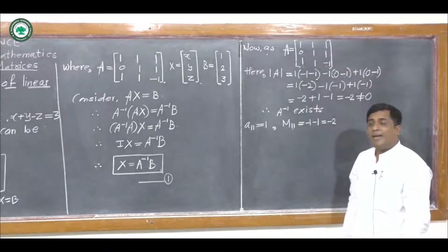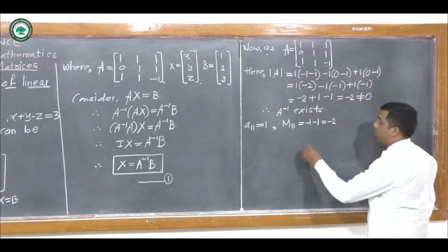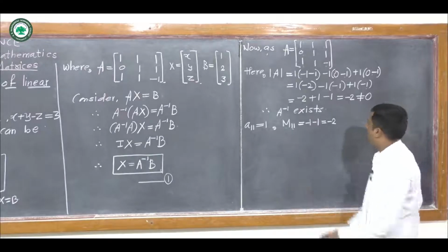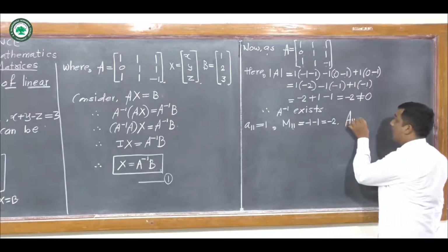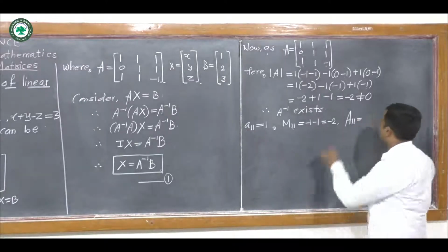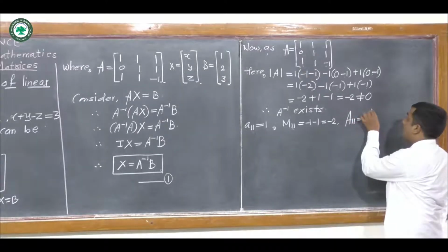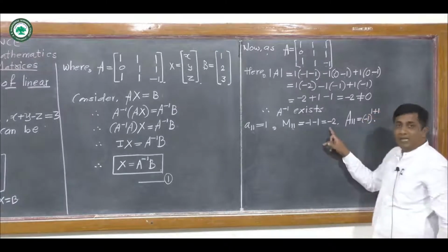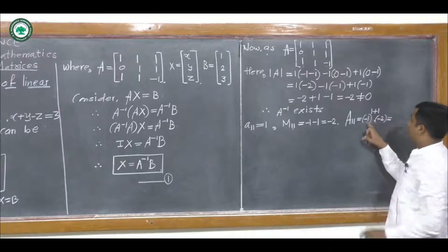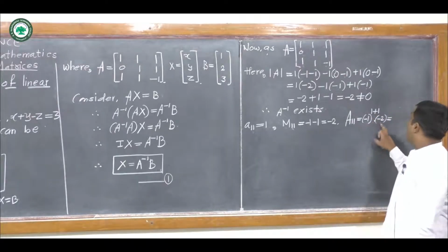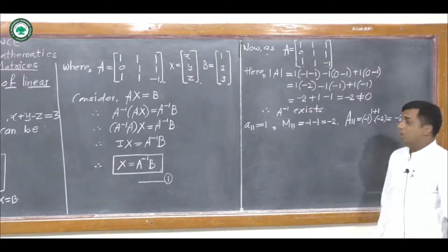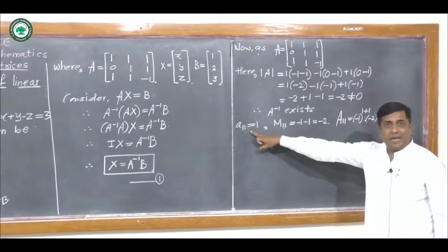Now we find the adjoint. Here we find the cofactor of the element A11. Capital A11 is the cofactor of the element A11 and is minus 1 raised to 1 plus 1 into the minor. Here the minor is minus 2. So minus 1 square is 1 and 1 into minus 2 is minus 2. So this is the cofactor of the first element.